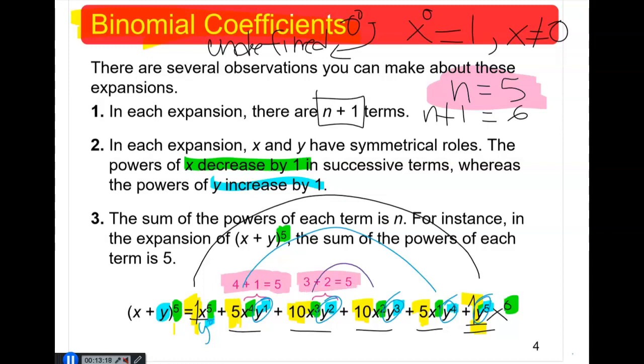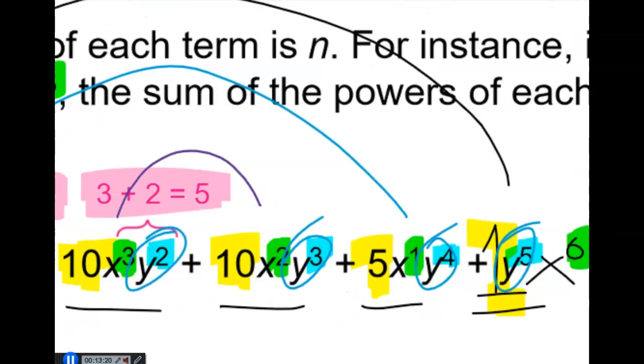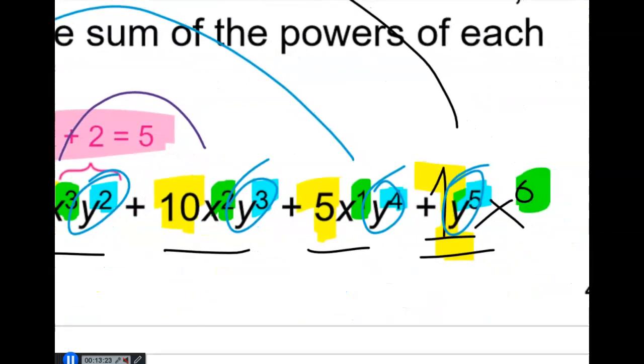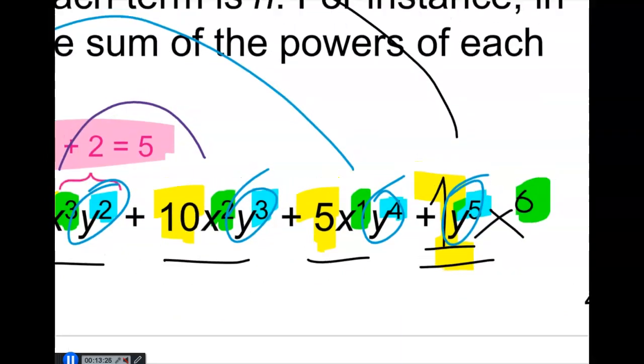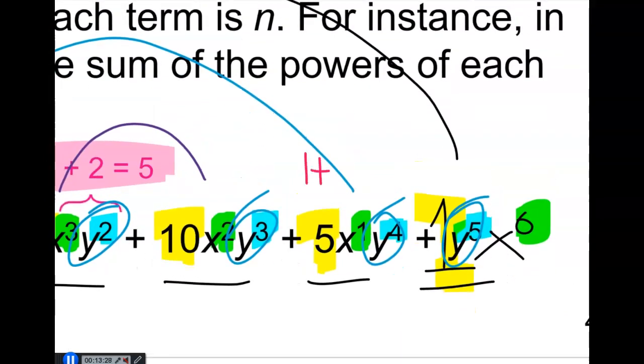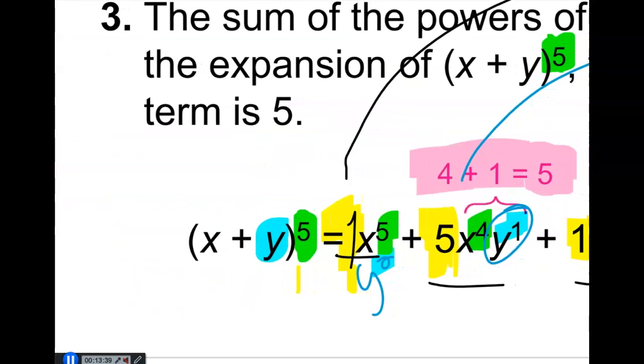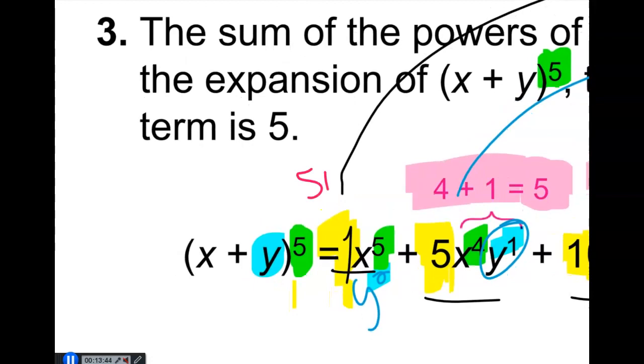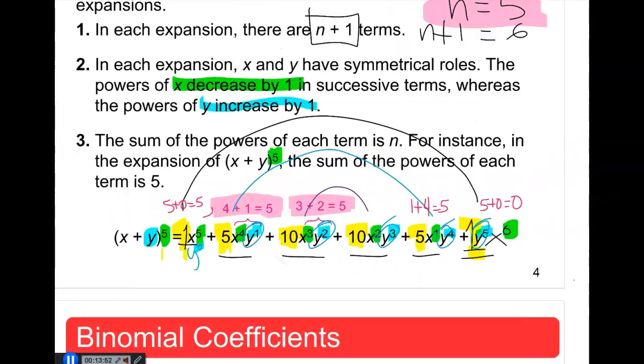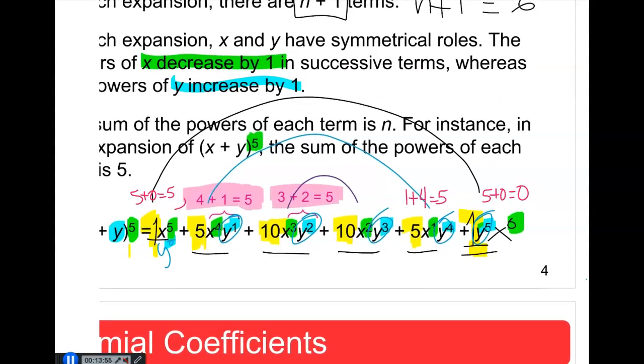And also 1 plus 4 is equal to 5, and also here it works, 5 plus 0 is equal to 5, and of course it will also work for the very first one, which is 5 plus 0, and that will be 5. So that is true for every single term of the binomial expansion.